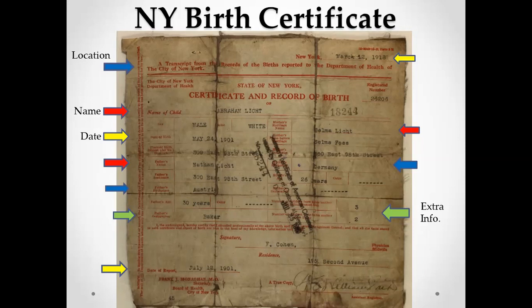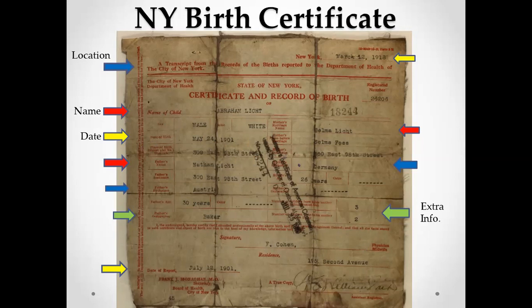This is a copy of a New York birth certificate, and you can tell that this was not the original. It's a photocopy. At the very top right, you see that the date this was recorded was March 12, 1918. But at the bottom left, the date of the report is July 12, 1901. And in the middle, the actual date of birth was May 24th, 1901.